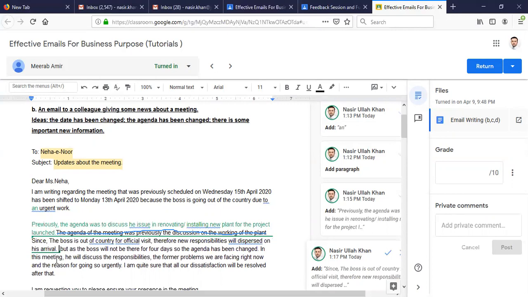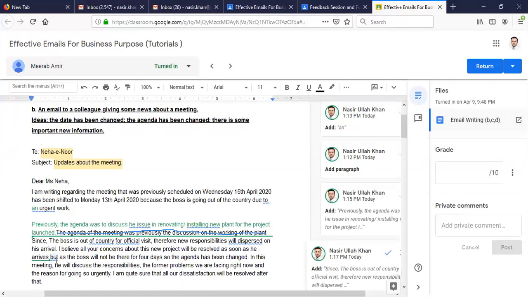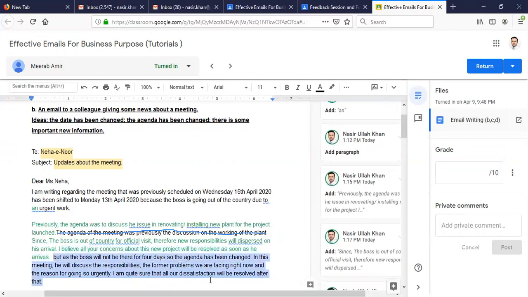Rather, I don't know what you have written there: "I'm quite sure that all our dissatisfaction will be resolved after that." I don't know why you have written dissatisfaction. I believe all your concerns about this new project will be resolved as soon as the boss arrives. I believe the rest of the part, whatever you have written here, is not needed. Just remove these parts. Just cross it, right? Rather do whatever I suggested.